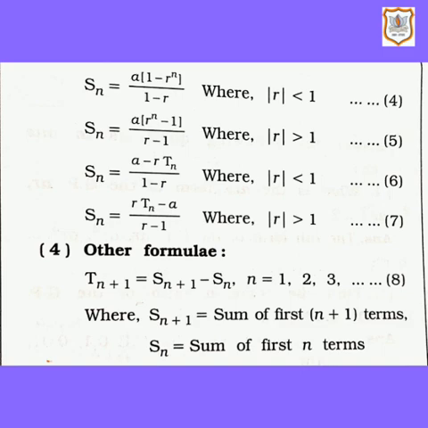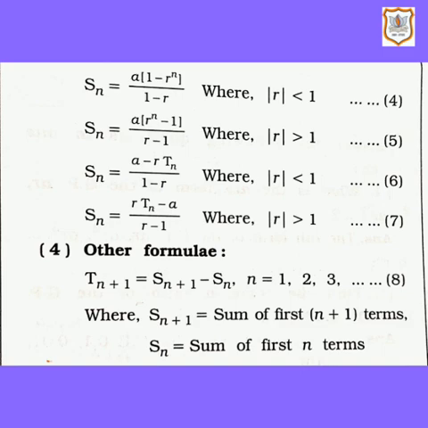The next is Sn is equal to R Tn minus A upon R minus 1, where absolute R is greater than 1. So there are two formulas each when absolute R is greater than 1 and when absolute R is less than 1. Now fourth, the other formula: Tn plus 1 is equal to Sn plus 1 minus Sn, where n is 1, 2, 3, and so on. Sn plus 1 is the sum of the first n plus 1 terms, and Sn is the sum of the first n terms. When we do the sums, we will be clear with this fourth formula.